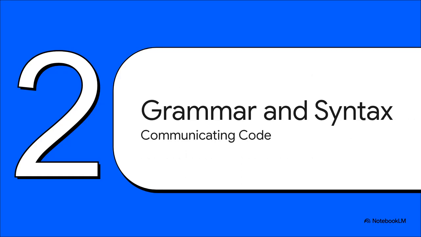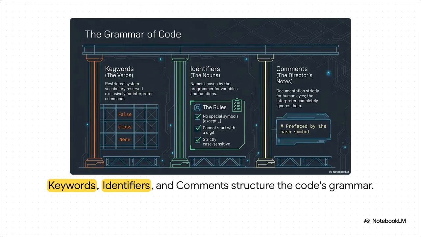Section 2. Grammar and syntax. Now that we've got a feel for the engine, let's figure out how to actually talk to it using its specific grammatical blueprint. Just like any spoken language, Python has nouns, verbs, and syntax. Think of keywords as the restricted verbs of the system, stuff like False, class, or None. These are strictly reserved for the interpreter. Identifiers, well, those are the nouns, the names you make up yourself for your variables and functions.